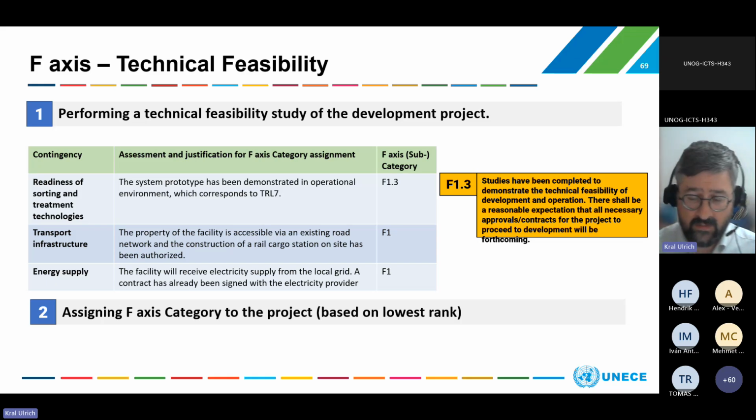And here you can follow the same procedure as on the E-axis, as before on the last slide. So you can select the lowest rank. In this case, it's F1.3. And this definition of F1.3 is given in the UNFC 2019 document and is fully applicable to minerals as well as for anthropogenic resources.